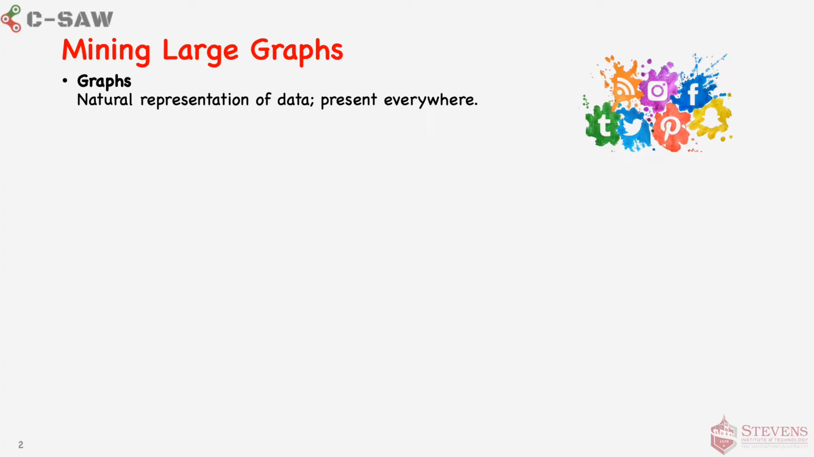Starting with graphs, a graph provides a natural representation for most data and is widely used. They are mostly used to represent social networks like Facebook and Twitter. They are used for web networks for specifying connections of web pages. They are also used in knowledge graphs for representing relationships among different entities.